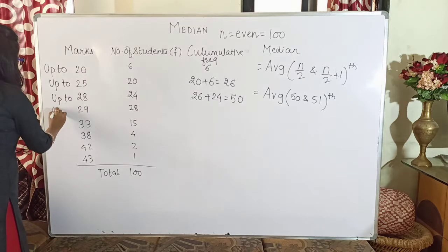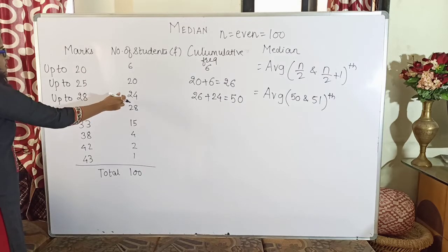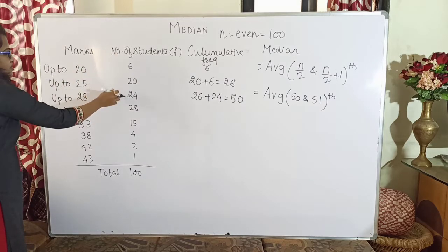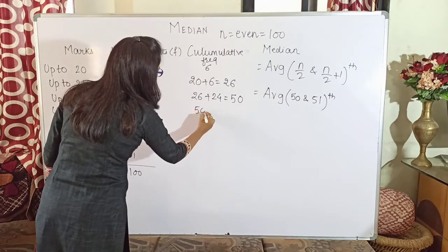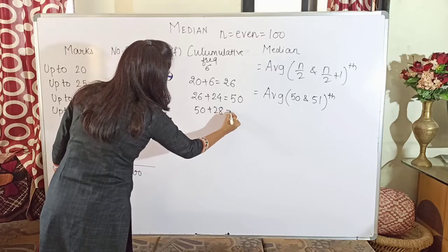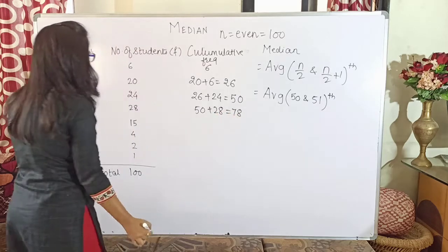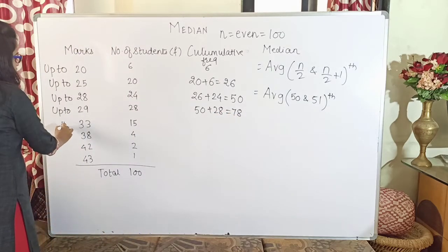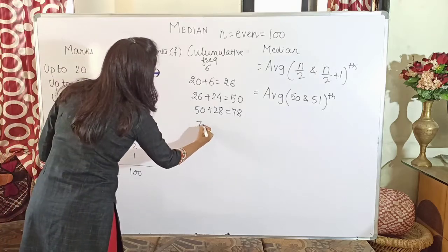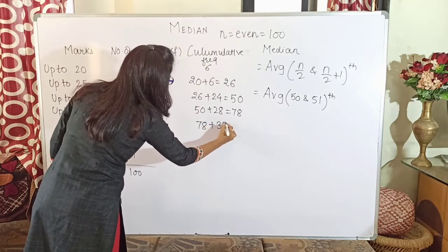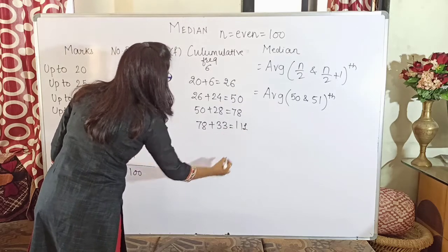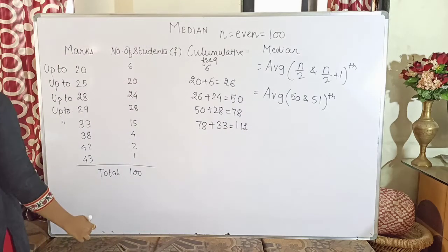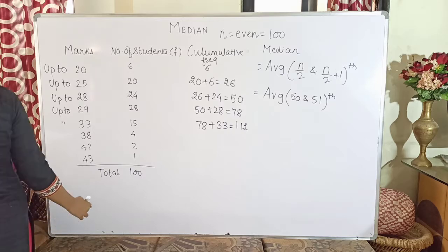Okay, up to 29. So whatever is the addition of the frequencies of the previous one, in that you will be adding the 28 value. So 50 plus 28, which will give me 78. Further, up to 33, 78 plus the frequency of this row, that is 33, which will give me 111.